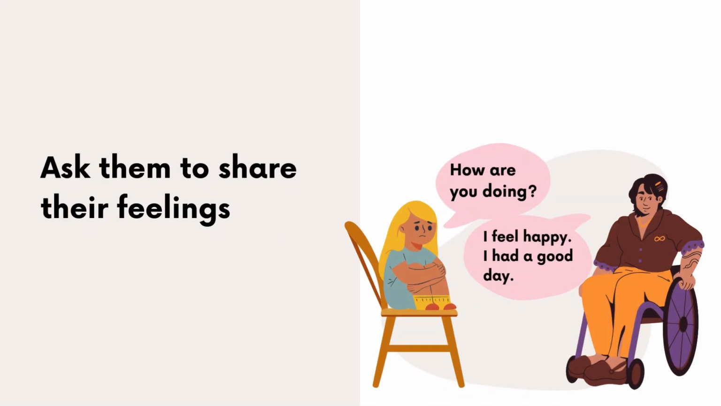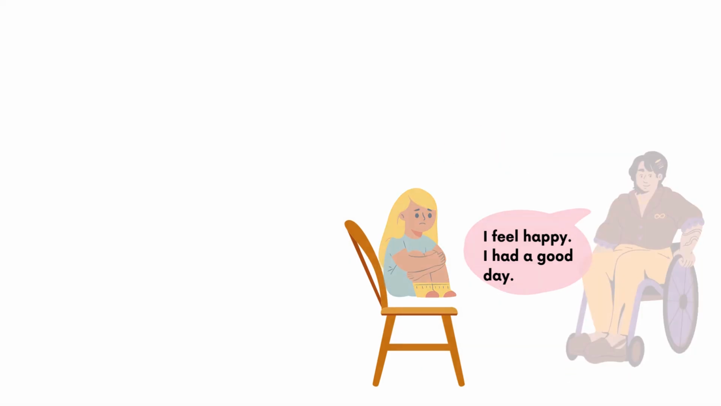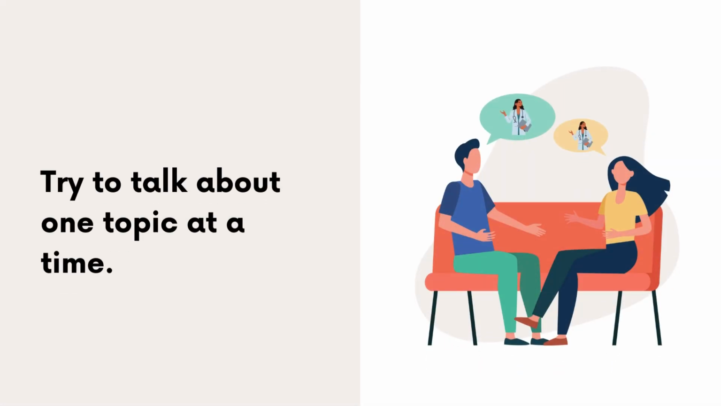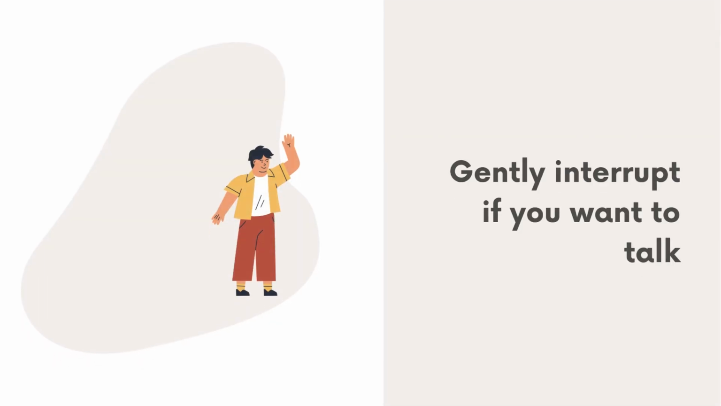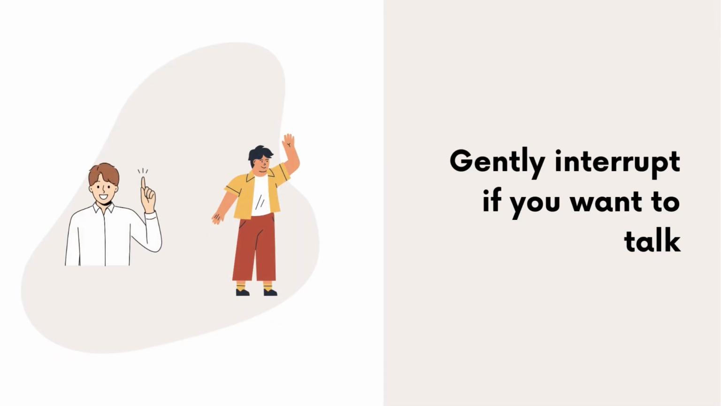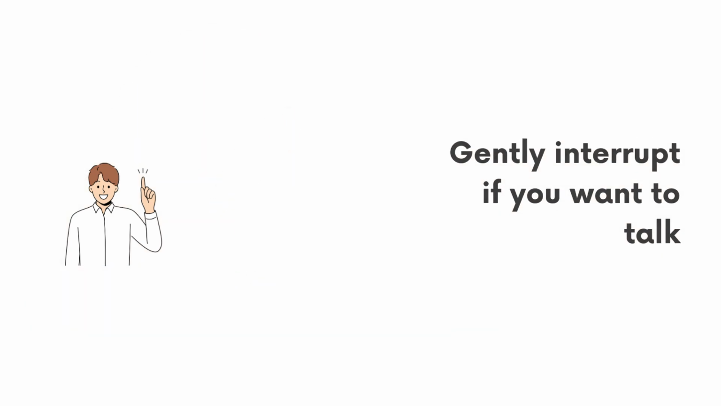Additionally, if someone with RHD has difficulty expressing their emotions, it can be beneficial to ask them how they're feeling. Talking about one topic at a time is good for communication ease and focus during a conversation. People with RHD may have difficulty understanding and using turn-taking in conversation. So as the communication partner, you may have to gently interrupt, or you could raise your hand to let them know if you would like to speak.